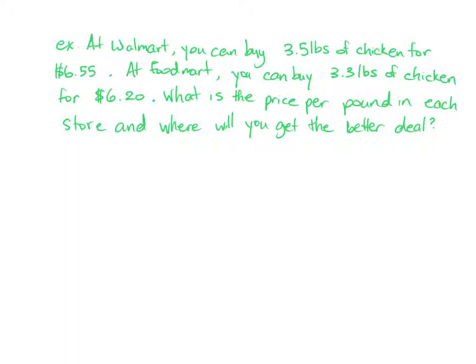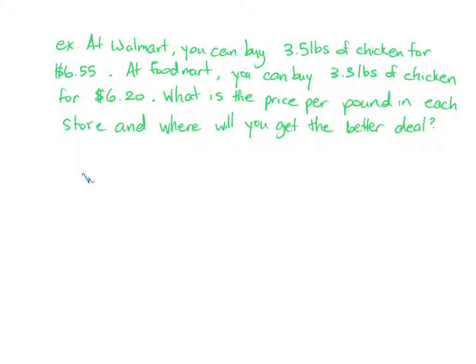Okay, so in this question, we see here that we can get 3.5 pounds, that means pounds, of chicken for $6.55 at Walmart. And at Food Mart, we can get 3.3 pounds of chicken for $6.20. Now, if you look at these numbers, it's really difficult to tell which one is the better deal. So in order to really know and really be sure about which one is the better deal, we can find the unit rate, meaning we can find the cost of the chicken for each pound, the cost per pound of chicken. All right, so let's do Walmart first, and then let's do Food Mart after.